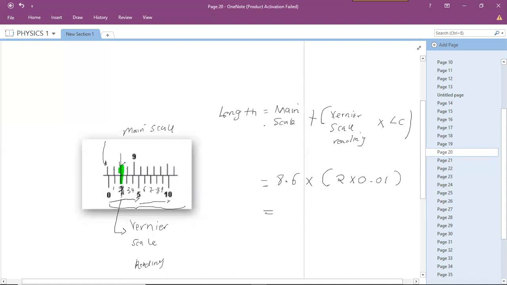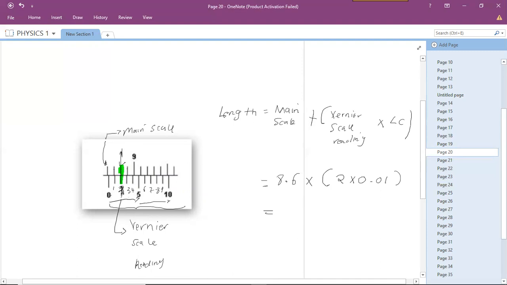So our main scale reading, how did we get the main scale reading? We went to the 0 here on our Vernier scale, and the reading just before it became the main scale reading, and that was 8.6. Then how did we get the Vernier scale reading? We started scanning our main scale and Vernier scale until we found the line that's in perfect alignment.